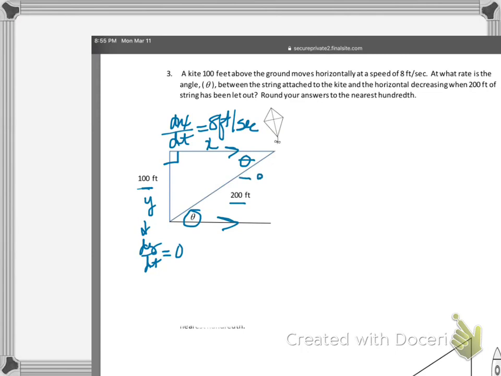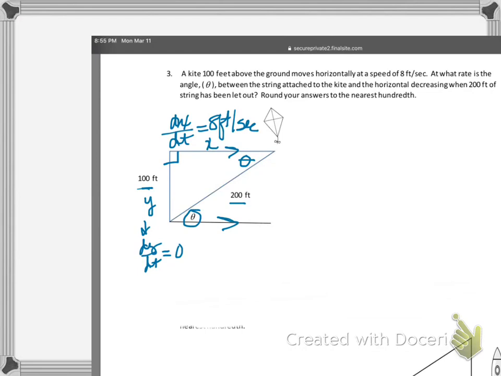What is it I need to find? I need to find dh dt. So that's my hypotenuse. I want to know at what rate, I'm sorry, that's not true. At what rate is the angle between the string attached to the kite and the horizontal decreasing when 200 feet of string is out? Okay, so what am I trying to find? I know that the 200 feet is right there. Let me back up. And I am trying to find my d theta dt.